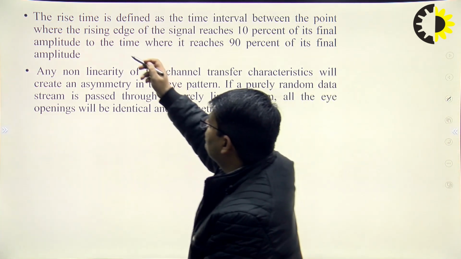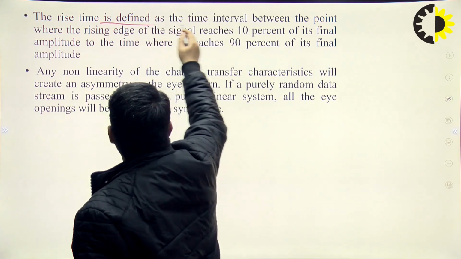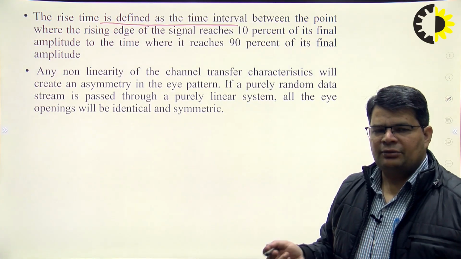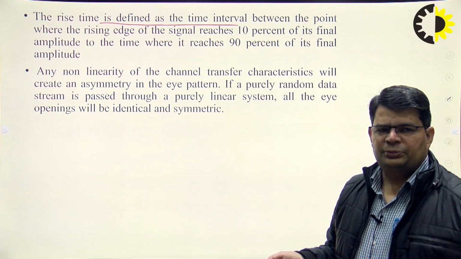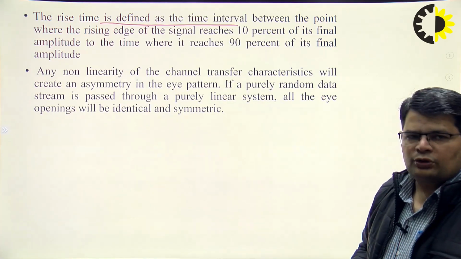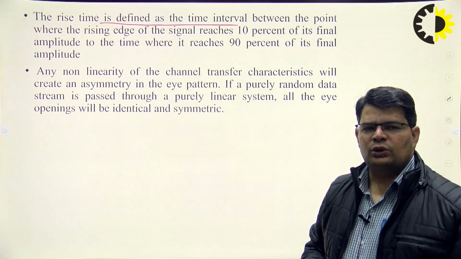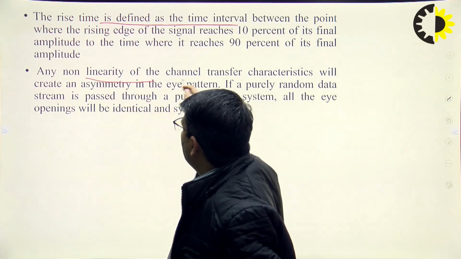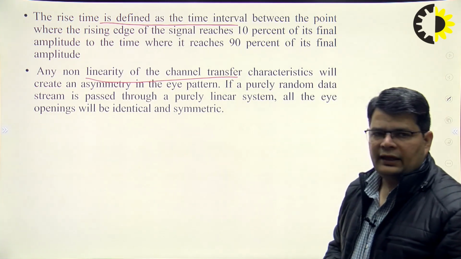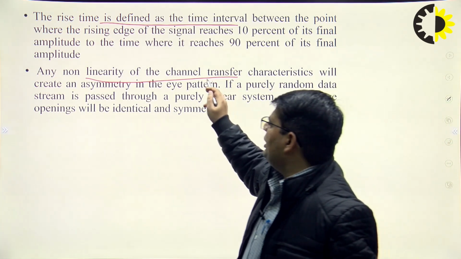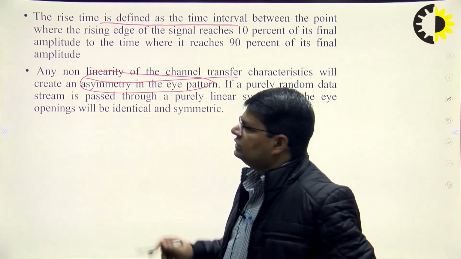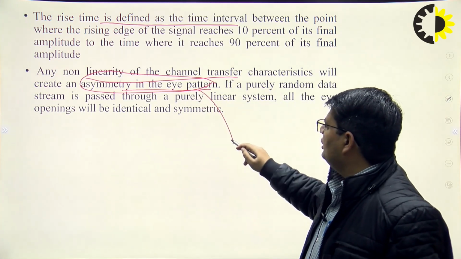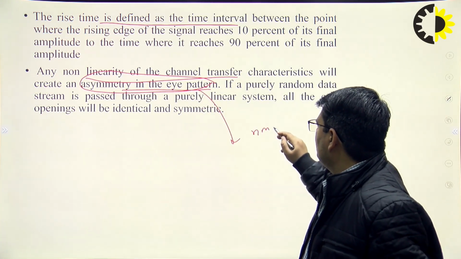Another feature that we have discussed is we can also comment about the rise time and fall time of the system. If rise time is less, we can say that the system has speed, and if rise time or fall time is more, then we will say that the speed is slow. We can also comment about the linearity and non-linearity of the system. As discussed, if the eye pattern is symmetrical, then the system is linear, and if the eye pattern is asymmetrical in nature, then we will say that the system is non-linear.